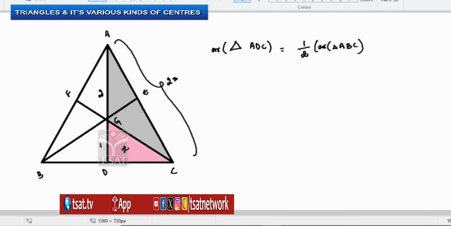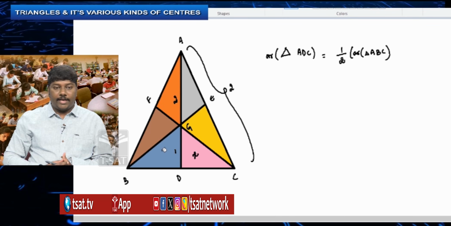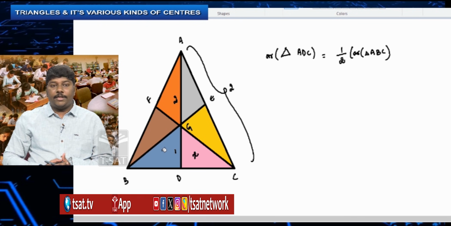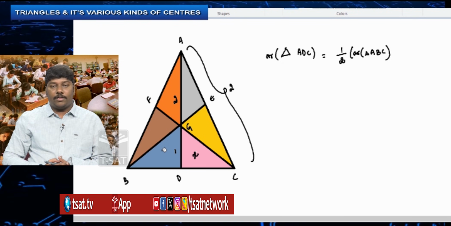But look at what GE is. GE is a median for the triangle AGC. GE divides the triangle AGC into two equal parts, which means it is x. The 2x is divided into x and x. So what do you get from this? All the 6 triangles you see here will have equal areas, because AD, BE and CF are medians. So these 3 medians divide the triangle into 6 parts, and all these 6 parts have equal areas.